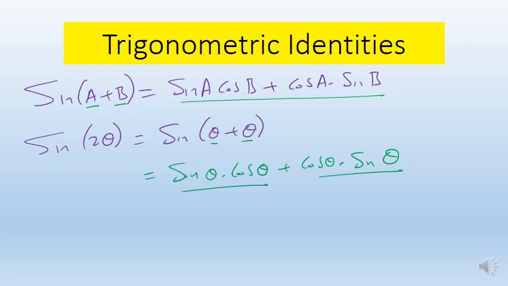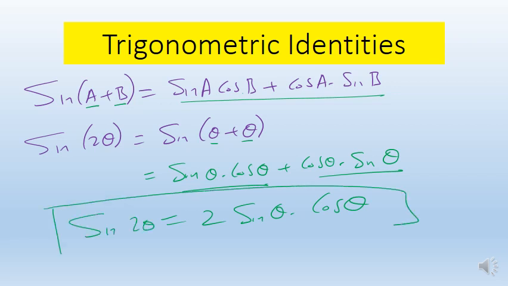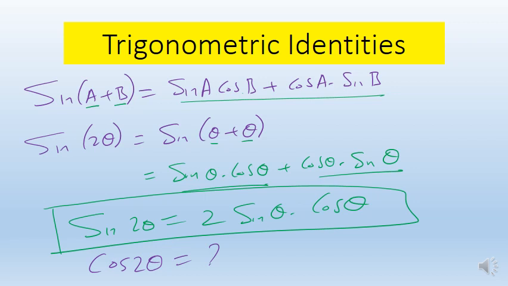Whoa, look at this. They're identical. So this is 2 sine theta cos theta. So I've proved a very, very important and useful trig identity: sine of 2 theta, the double angle, is 2 sine theta cos theta. As a challenge, I would like for you to prove or obtain an identity for cos 2 theta. If you get that, that means you're cool with trig identities.